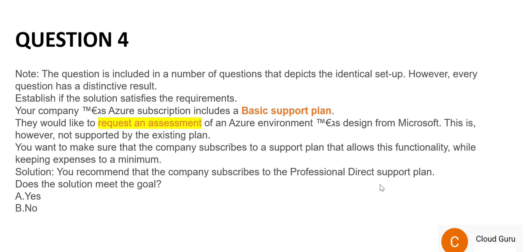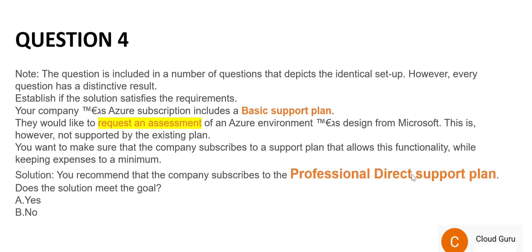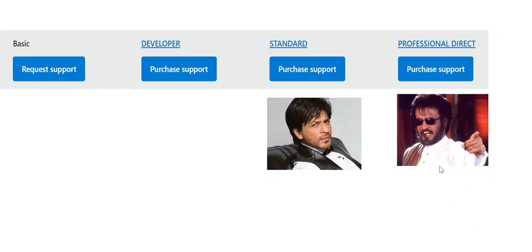So what are these guys doing? They are going with a professional direct support plan. Is it required? Here it clearly says keep expenses to a minimum. What comes before professional? Professional is Rajnikant. Do you need Rajnikant when someone else, a lot cheaper actor, can do the job? Always remember this, Rajnikant can do wonders. He's very expensive. Before him comes this guy, Shah Rukh Khan. He is also expensive. He can also do wonders, but not like this person.